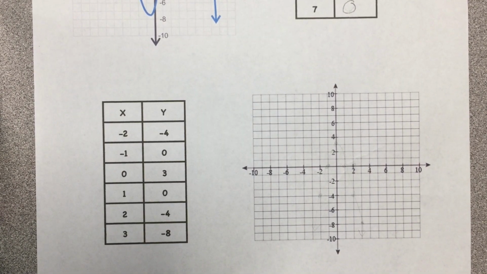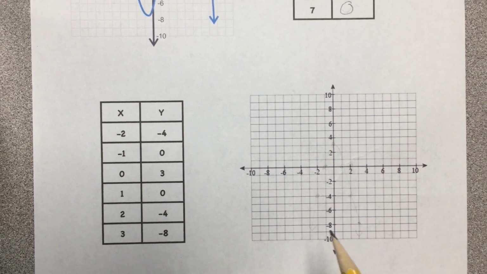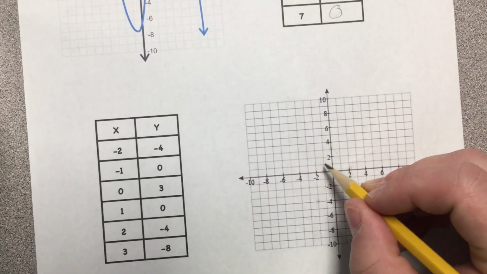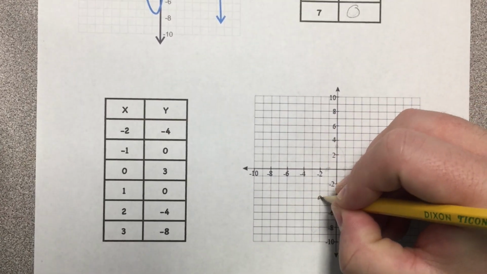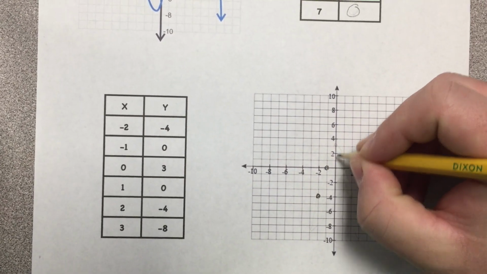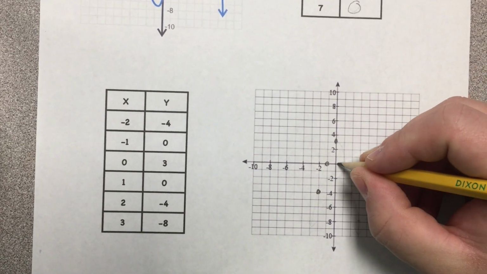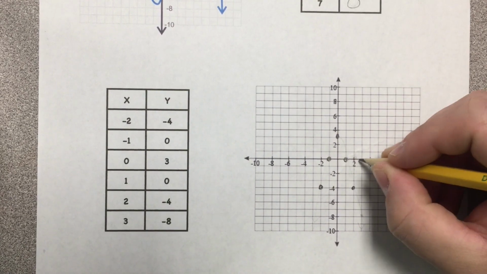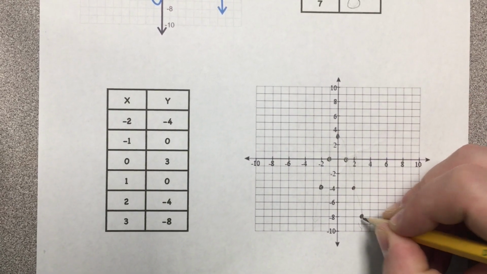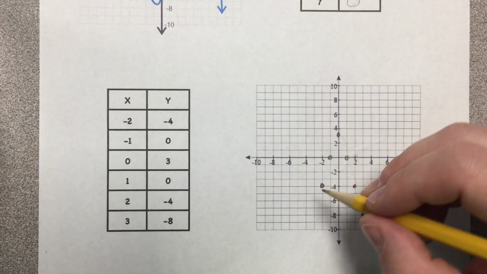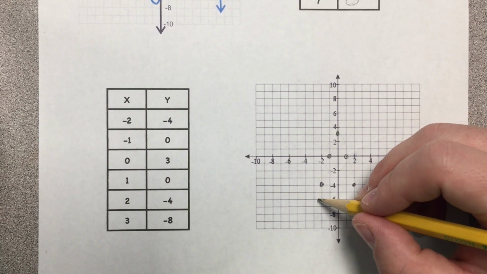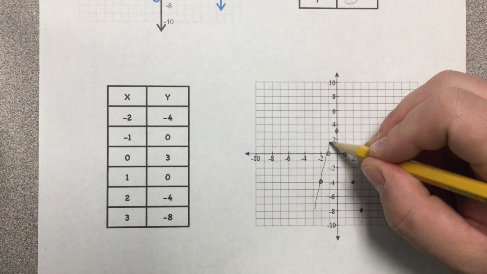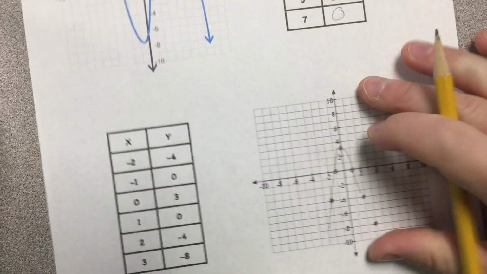We are going to now convert from a table to a graph. And the way we're going to do that is using coordinates. This is -2, -4, then -1, 0, 0, 3, 1, 0, 2, -4, and 3, -8, just plotting points. And normally you wouldn't do this, but I designed the graph so you could. You connect the dots to make your new graph.